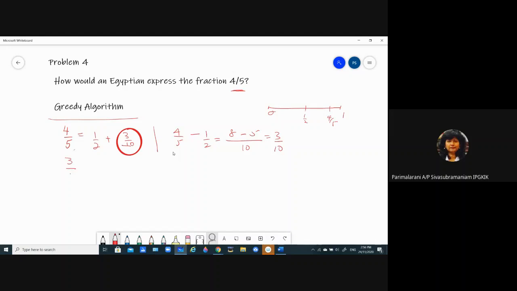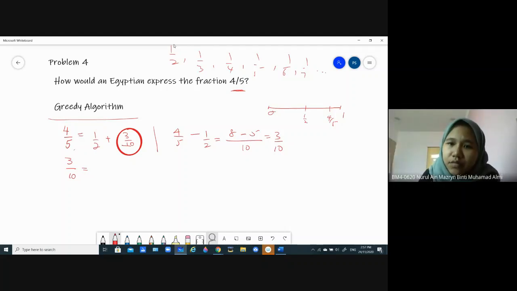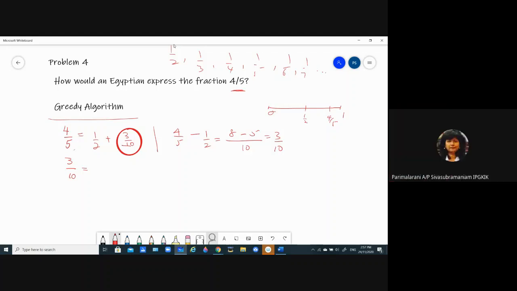So 3 over 10, what is the largest unit fraction less than 3 over 10? Our unit fractions are 1 over 2, 1 over 3, 1 over 4, 1 over 5, 1 over 6, 1 over 7, and so on. Can we use half? No, half is too big, so if we subtract, we will get a negative number. Can we use 1 over 3? 3 times 3 is 9, 9 minus 10 is also negative. So we use 1 over 4.